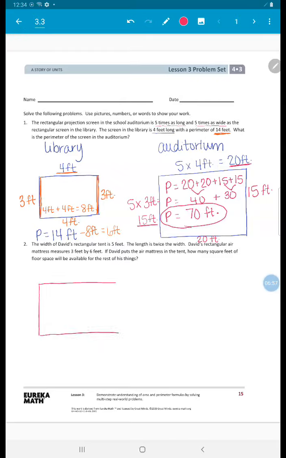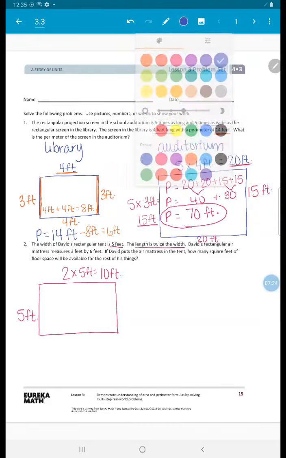So here's David's tent. It says that the width is 5 feet. Tells me that right here in the problem. The length is twice the width. So 2 times the width of 5 feet is going to be 10 feet.